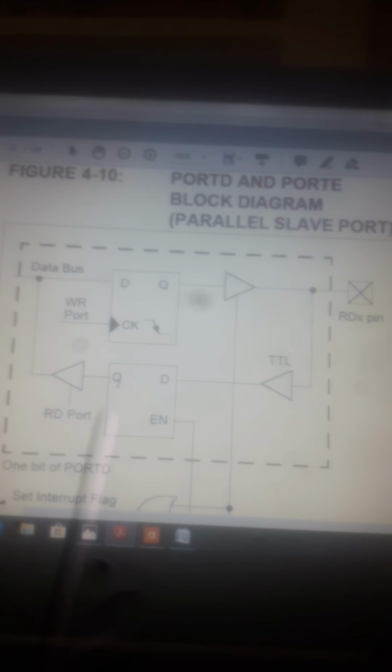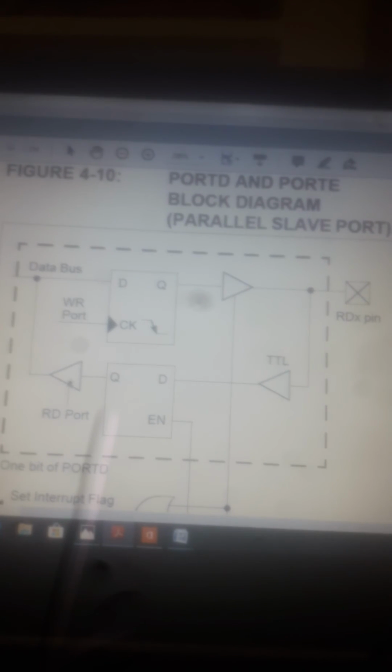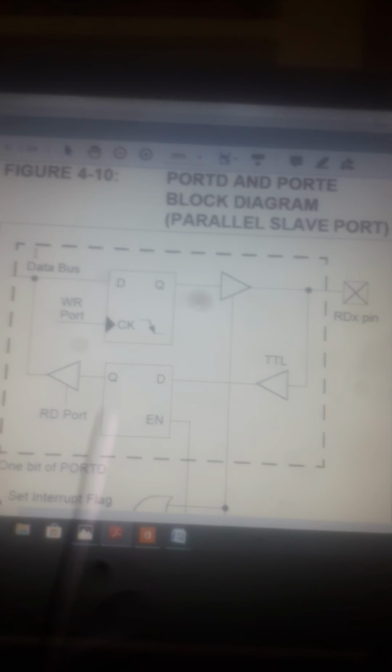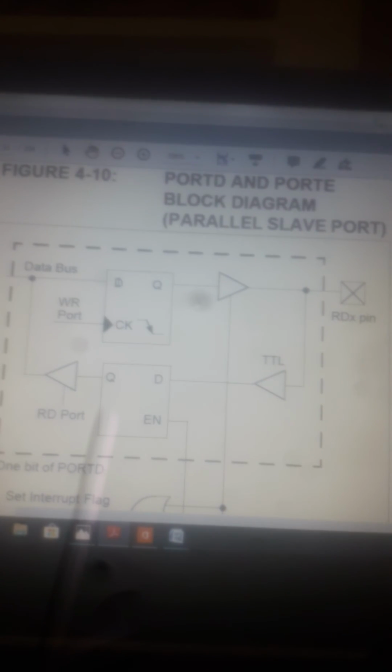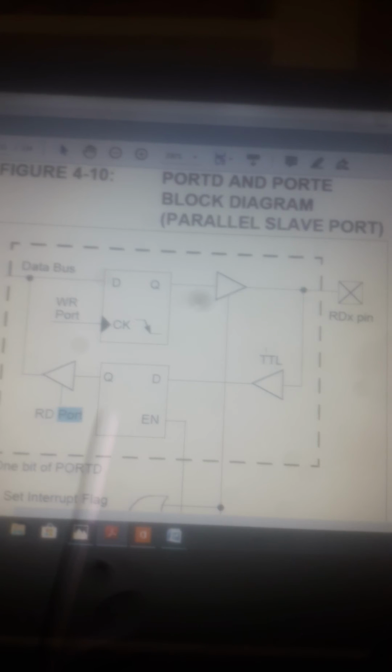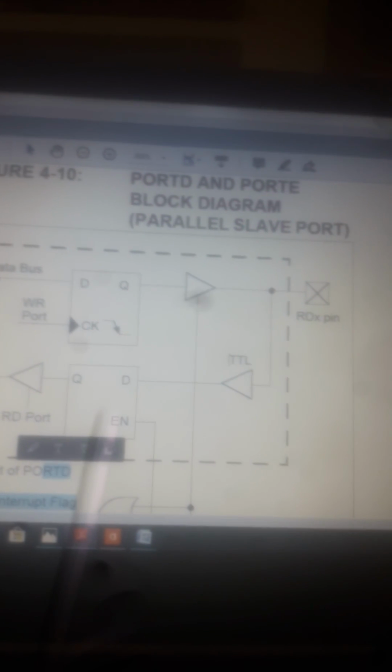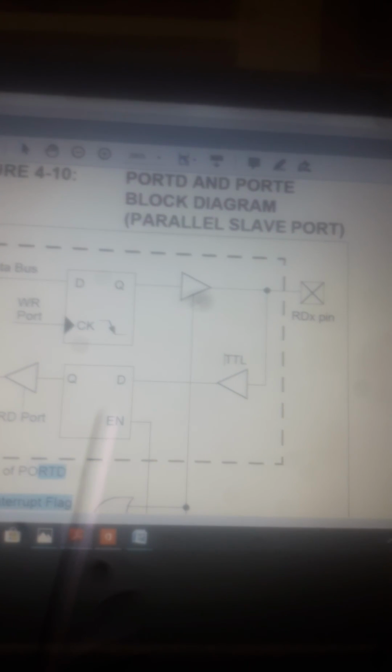From the D latch, output Q is connected to a tri-state buffer and it is connected to the data bus. Same way, the data bus is connected to another D latch. The D latch output Q is connected to a tri-state buffer. The tri-state buffer output is connected to the I/O pin. In this way, you can send the data in parallel and you can receive the data using port D and port E.